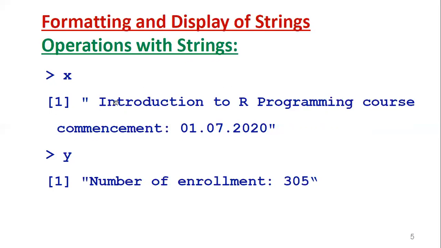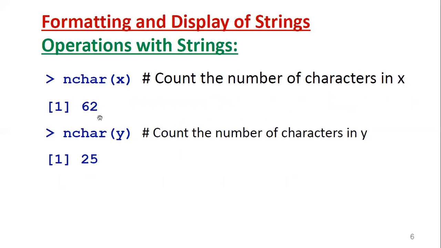So here, in "Introduction", all characters, then the space to "to", then again the space is also counted, then R, after R again the space is also counted, programming, space also counted, course, space also counted, commencement, the colon is also counted, the space after the colon is also counted, then 01 counted, dot is counted, 07 counted, dot is counted, 2020 also counted. So all together you can see the count. So the count is 62.